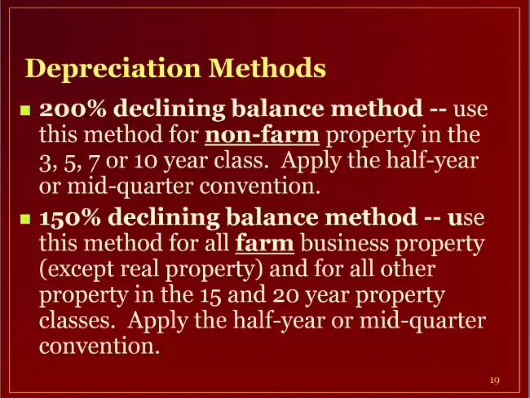We have a number of depreciation methods. First of all, we have the 200% declining balance method. You use this method for non-farm property in the 3, 5, 7, or 10-year class, and you apply either the half-year or the mid-quarter convention. We have the 150% declining balance method. You use this method for all farm business property except real property, and for all other property in the 15 and 20-year property classes, and you apply either the half-year or the mid-quarter convention.